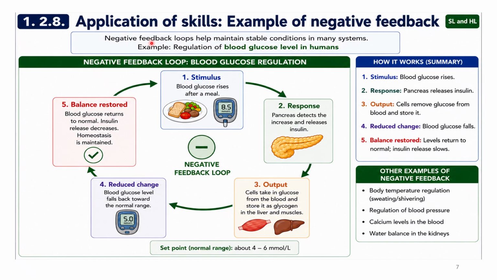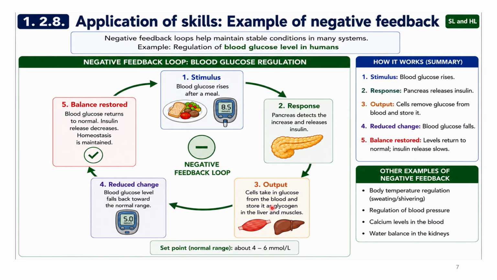The process begins after a meal, when blood glucose levels rise above the normal range of approximately 4 to 6 millimoles per liter. The pancreas detects this increase and responds by releasing the hormone insulin. Insulin stimulates body cells to absorb glucose and encourages the liver and muscles to store excess glucose as glycogen.